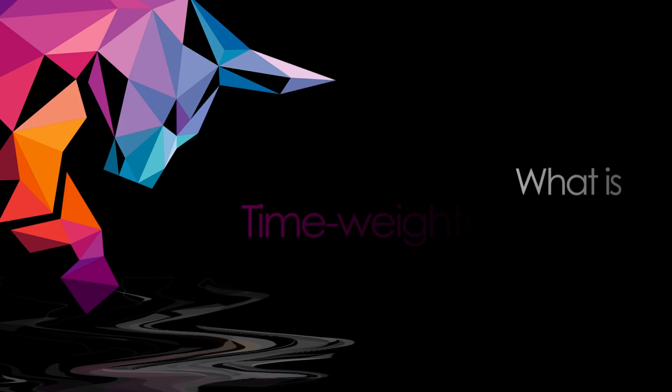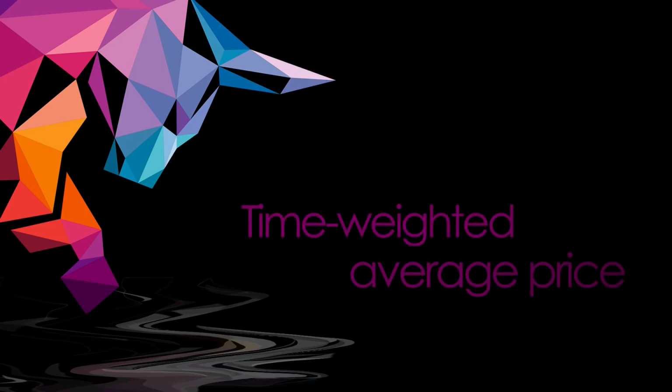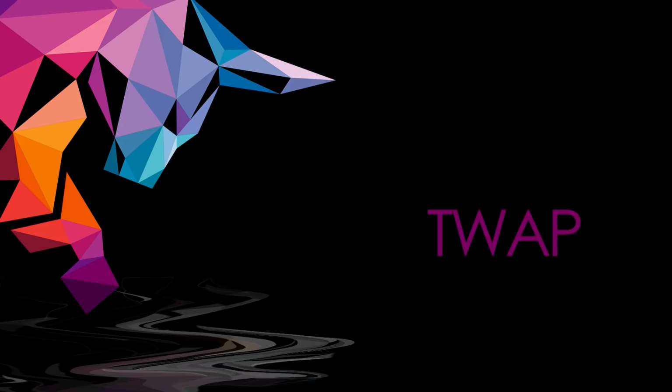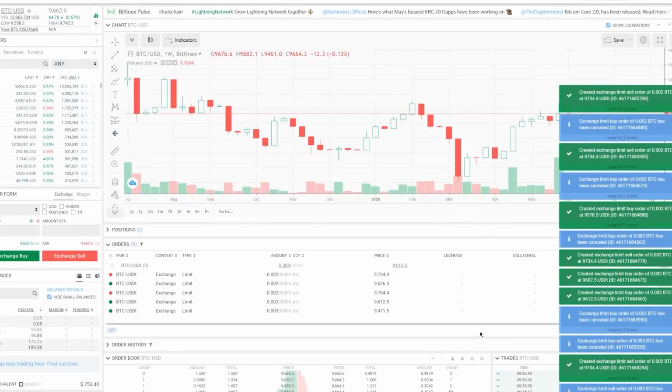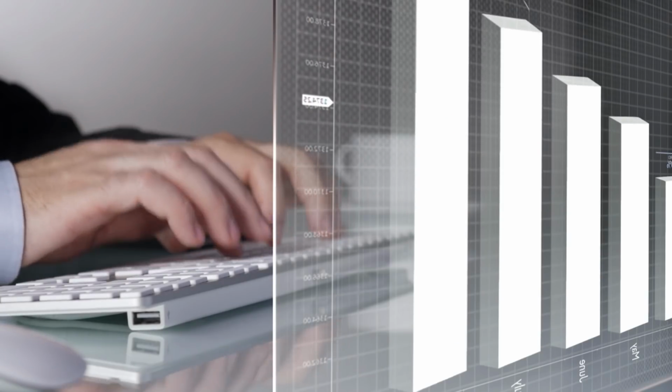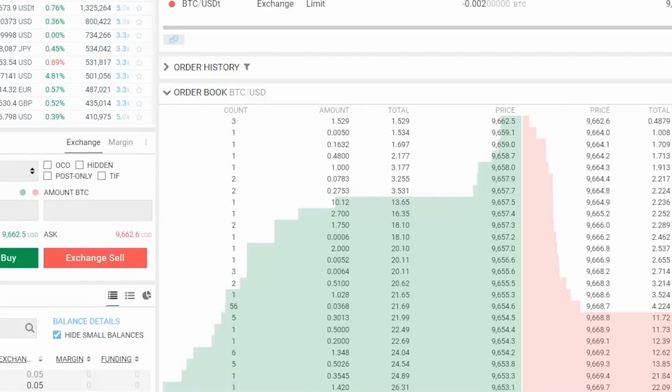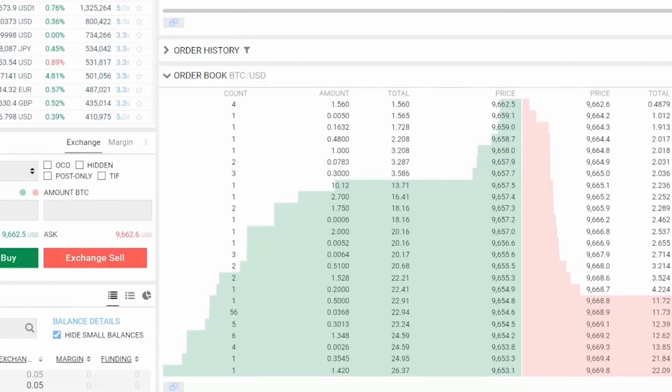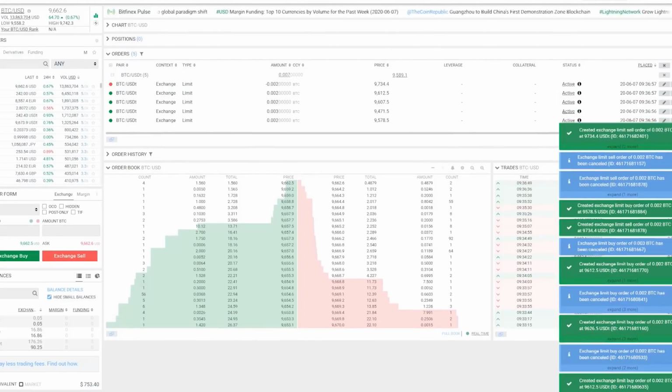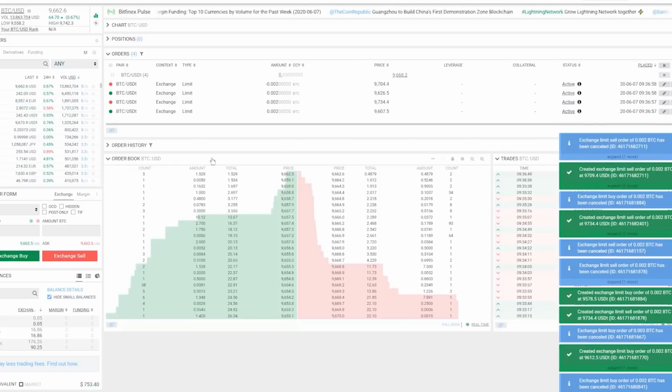What is time-weighted average price, or commonly referred to as TWAP? Time-weighted average price, TWAP, is a trading tool that is used by algos to distribute orders throughout a trading day without worrying about the effects of the trades on the prices or without worrying about being discovered by other traders.